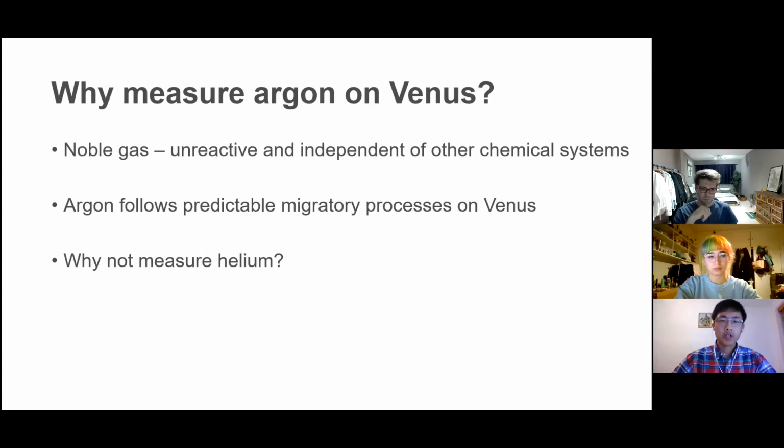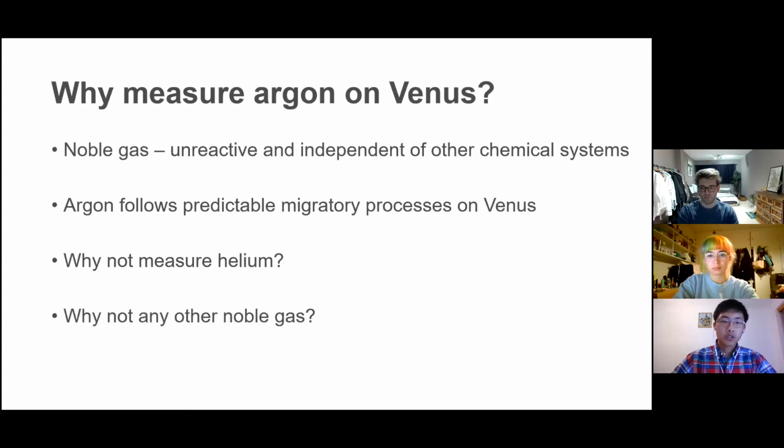You might ask, why not measure helium? Because helium also fits these properties. There are two reasons why. The first reason is that helium is less abundant on Venus. That means we have to apply more specific, better instrumentation, and we don't have this more sensitive instrumentation right now on Venus, so we can't do this measurement. The second reason is that helium is about 10 times lighter than argon. This makes it more susceptible to atmospheric escape, and this complicates the modeling process because you have helium both entering the atmosphere and leaving the atmosphere at the same time.